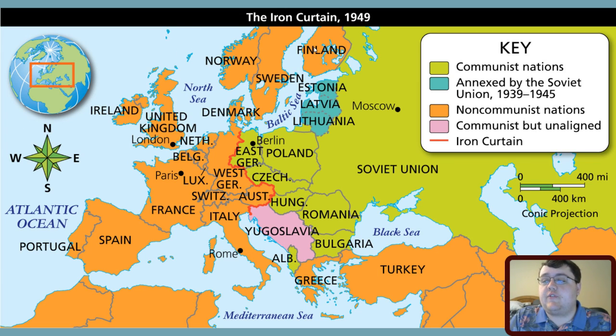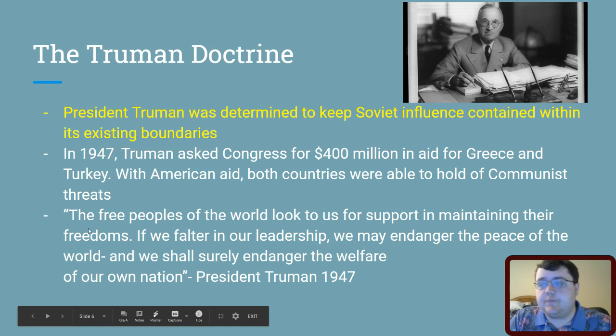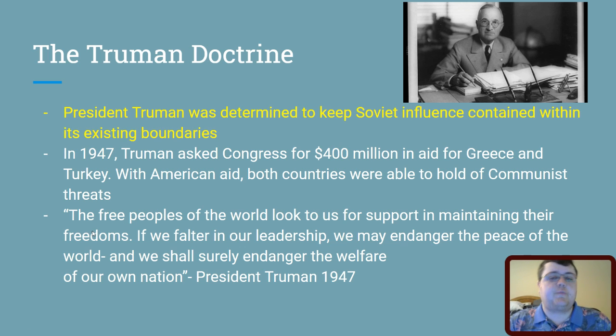Ireland and Norway, Sweden, Finland versus all of these other Eastern European countries. So the Truman Doctrine, as we were talking about, this Iron Curtain posed a real threat in the minds of a lot of the leaders of the United States, of the UK. So Truman decided he was going to take active action to make sure that stopped spreading. So he was determined to keep Soviet influence contained within its existing boundaries.